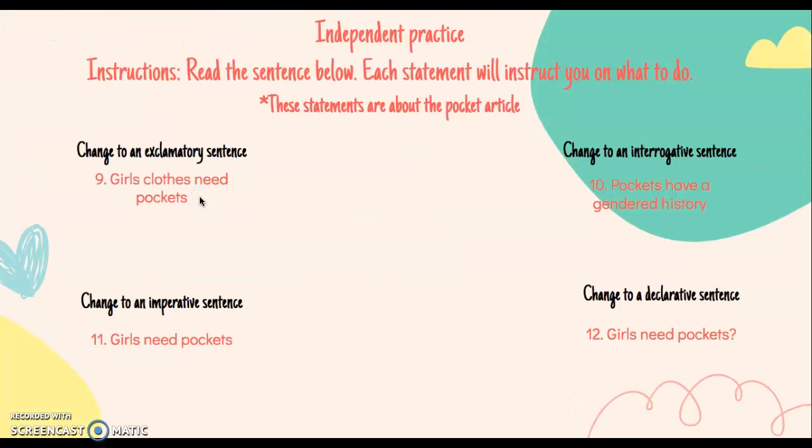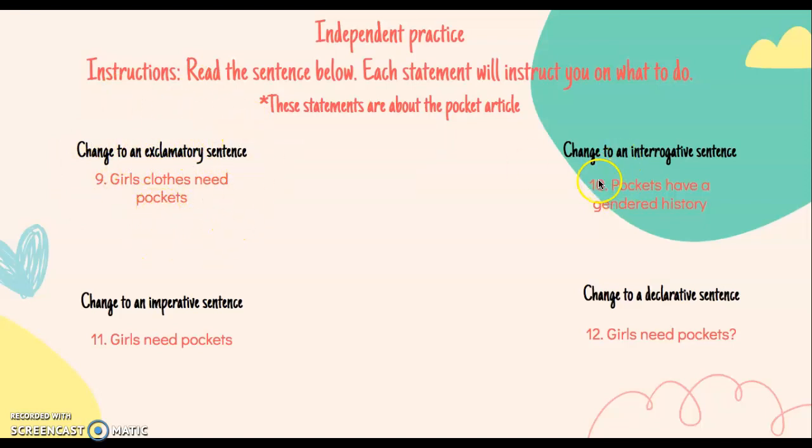Okay, so you should be done now with 5, 6, 7, and 8, and you should be working on the independent practice. So here's your instructions. Read this sentence below. Each statement will instruct you on what to do. So I know we got so tired of the Pocket article, but we just have a couple sentences from there. So you're going to change this one to an exclamatory sentence. Remember, an exclamatory sentence ends in an exclamation mark. So how can you make this sentence into an exclamatory sentence?